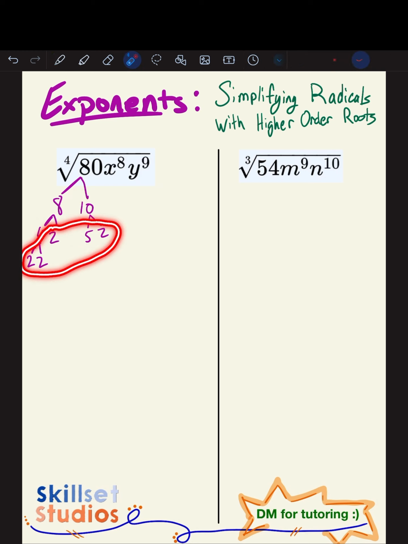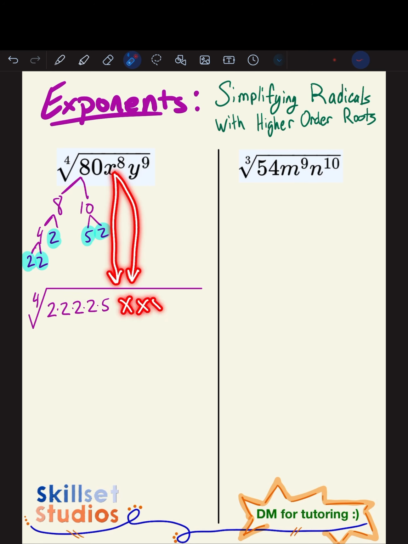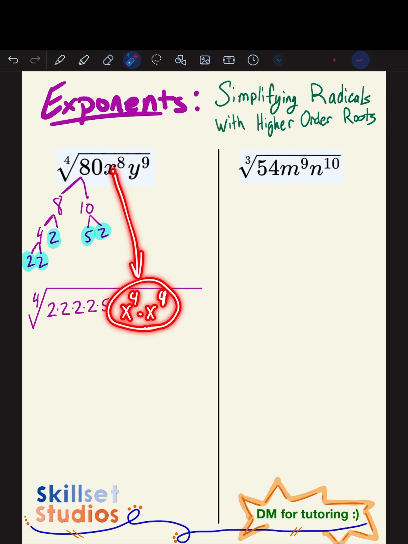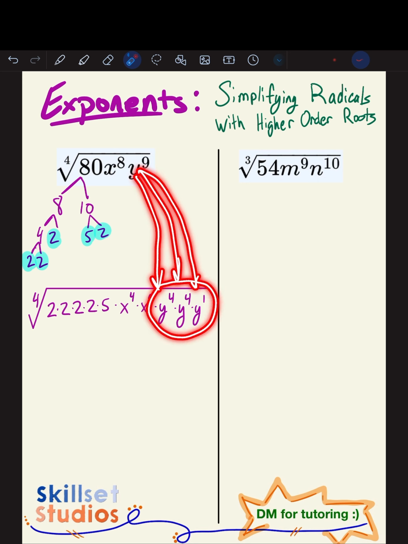And since 5 and 2 are both prime, here's our 80 fully broken apart, and so here's how we can rewrite that 80. And again, we can either break our x's into 8 different x's, but since we know we're looking for groups of 4, we could also break it into 2 groups of 4, because 4 plus 4 is 8. Same idea with our y's. We can break this into 9 different y's, or we could break it into 2 groups of 4 and 1 group of 1 y, because 4 plus 4 plus 1 is 9.